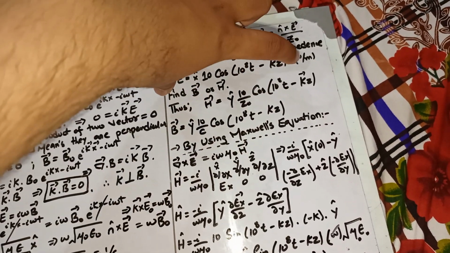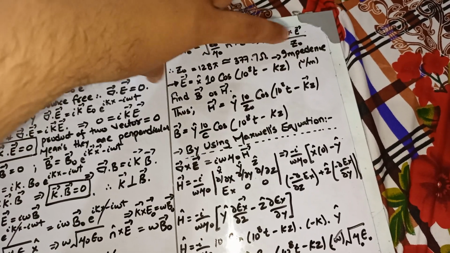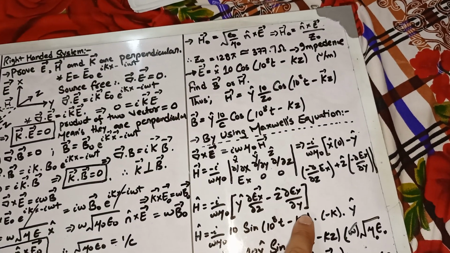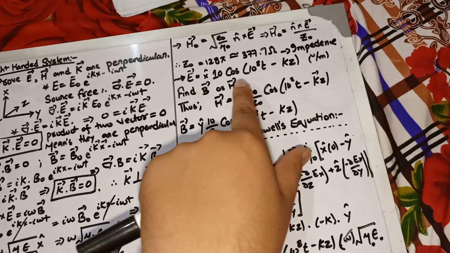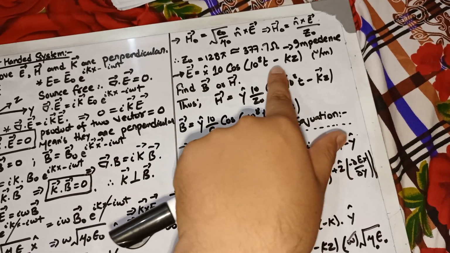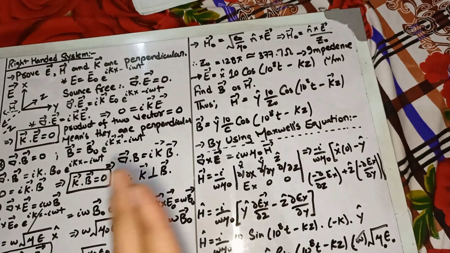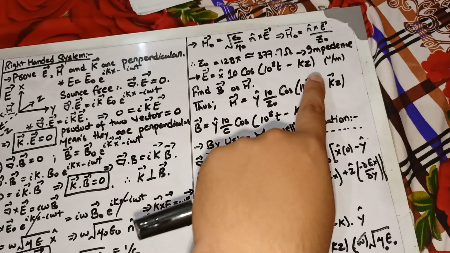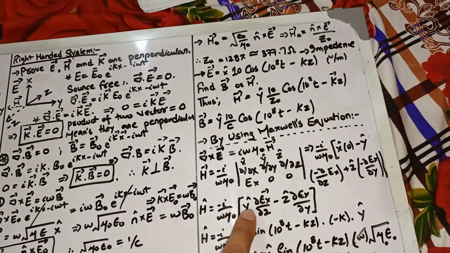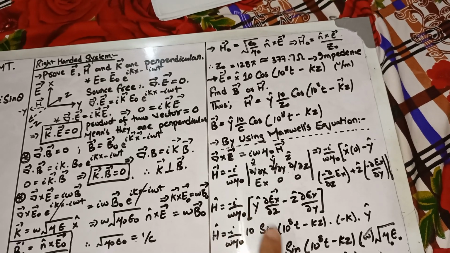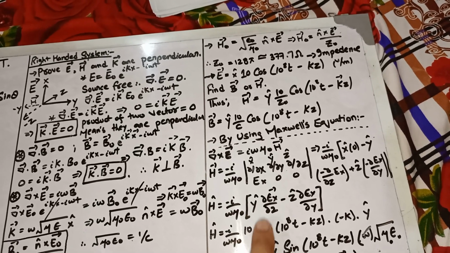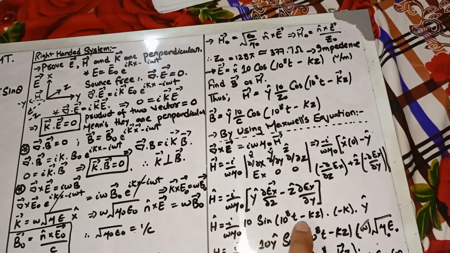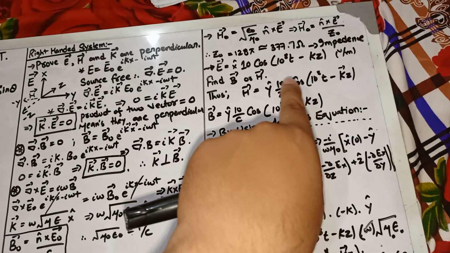This is our expression of the solution for the electric field, and now we have to differentiate it with respect to z and with respect to y. There is no y term, so when we differentiate with respect to y, this becomes 0. Only with respect to z do we get our final expression: 10, and the derivative of cos is sine, sin(10^8 t - kz).